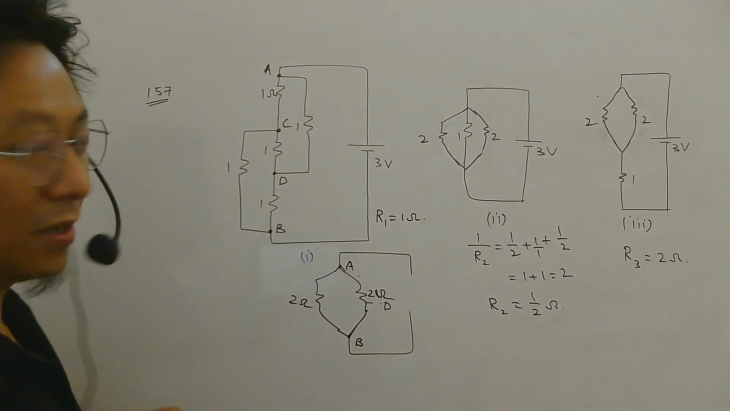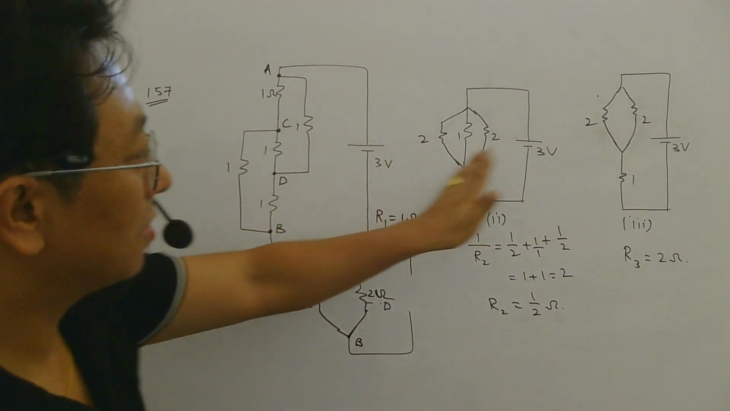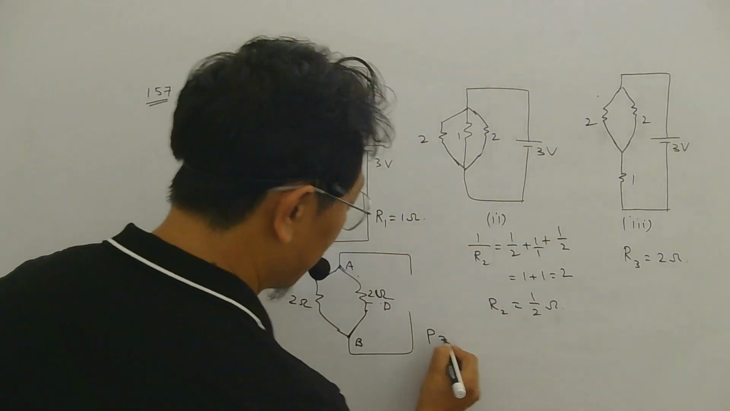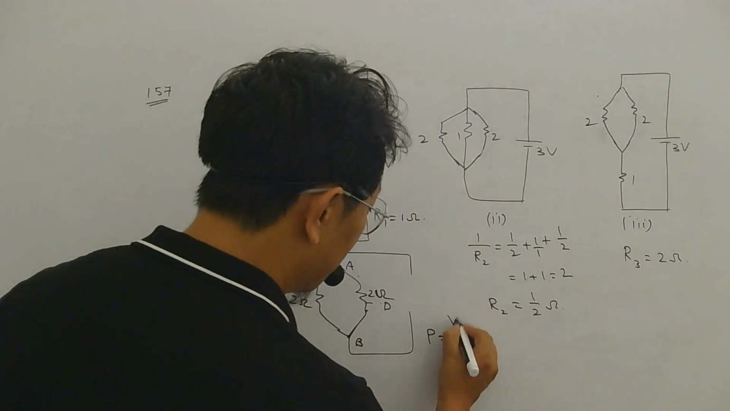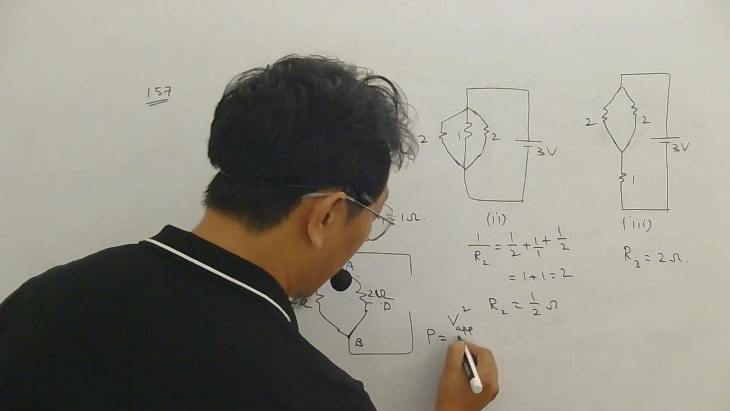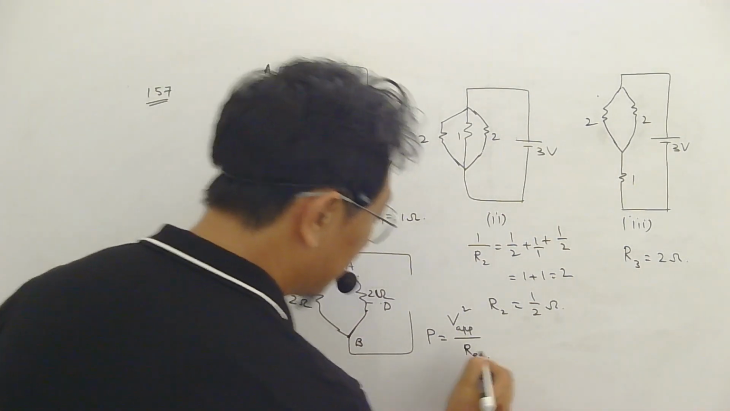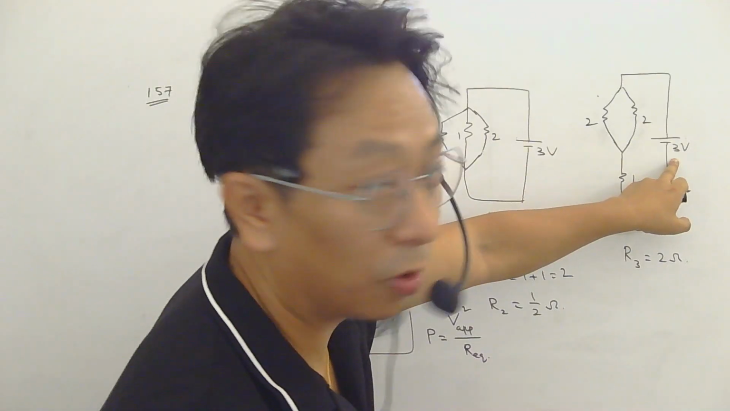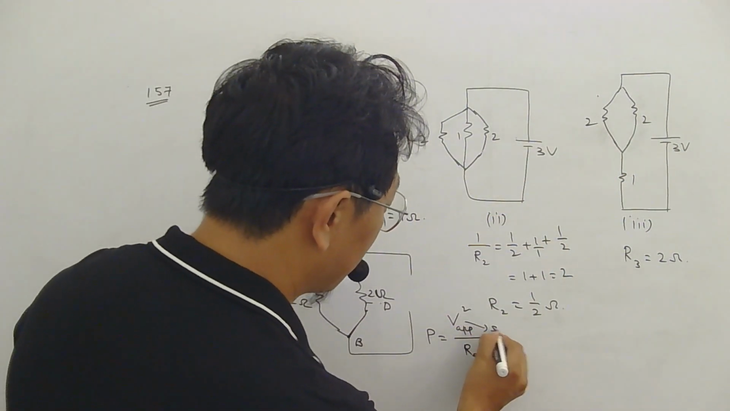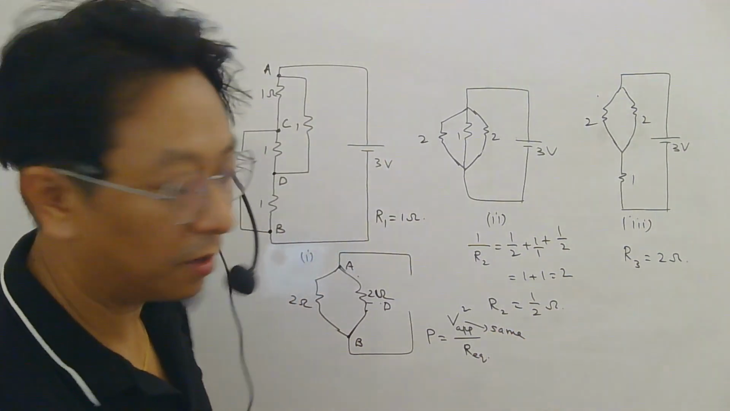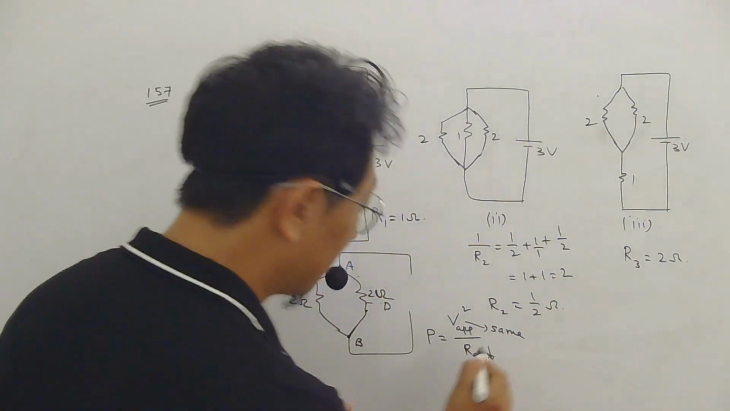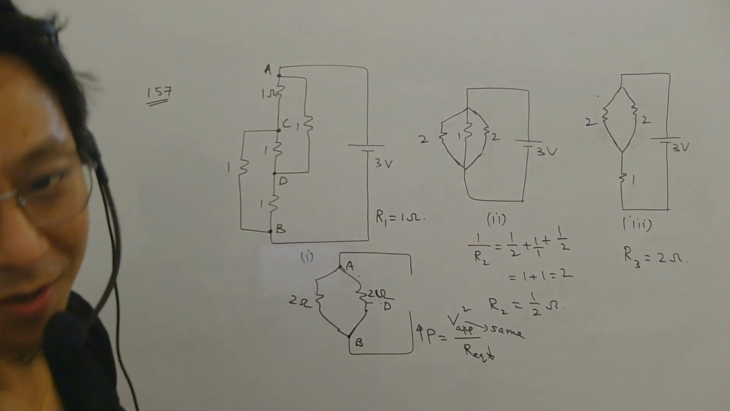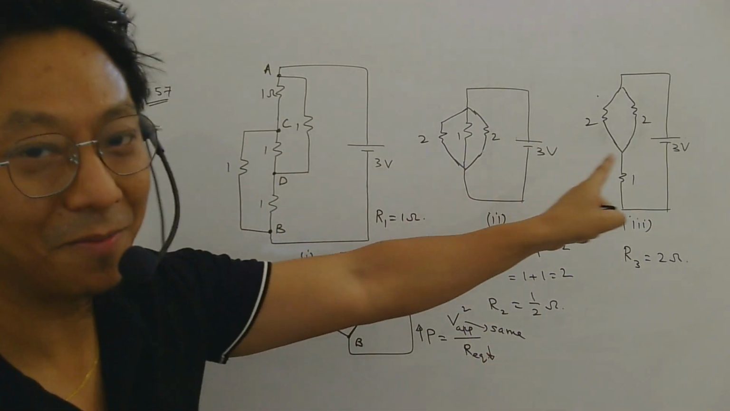So, after finding the equivalent resistance of the three circuits, how to find power? Power consumed by a circuit, I told you, is applied voltage square by equivalent resistance. Now check carefully. Voltage applied is same for all of them. So if voltage applied is same for all of them, the smallest resistance whichever circuit has will consume maximum power. Okay, if applied voltage is same.